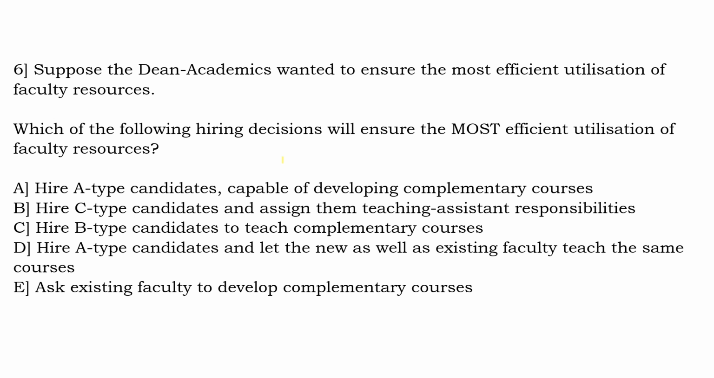Then option C, hire B-type candidates to teach complementary courses. Again, seems good, but the problem is that the B-type candidates are not as good as A-type candidates. So again, not efficient utilization. So it is not a better answer than A.